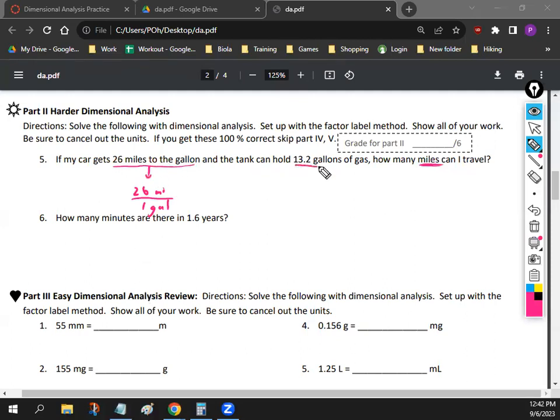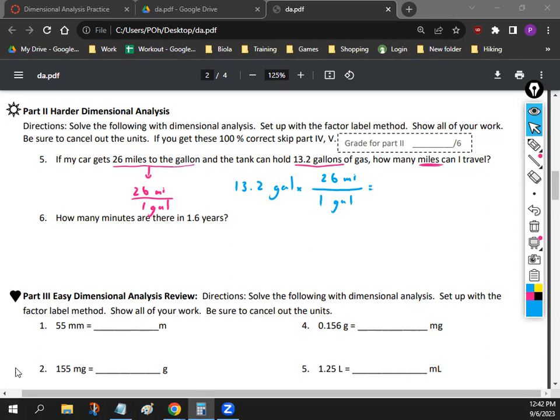And then it tells you that the car can hold 13.2 gallons. So what you're going to have to do is convert gallons into miles. Super simple. Your starting value is going to be 13.2 gallons. You're going to set up your fraction. Since you want to get rid of gallons, we're going to put 1 gallon on the bottom, and that's going to be equal to 26 miles. So this is going to be your conversion factor.